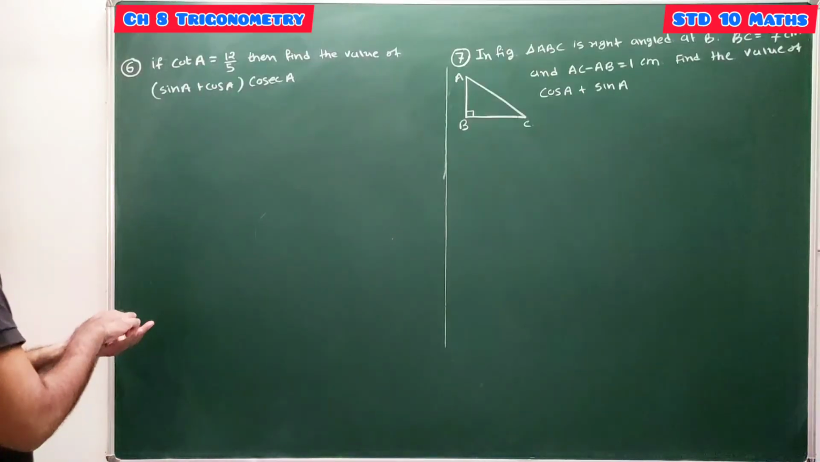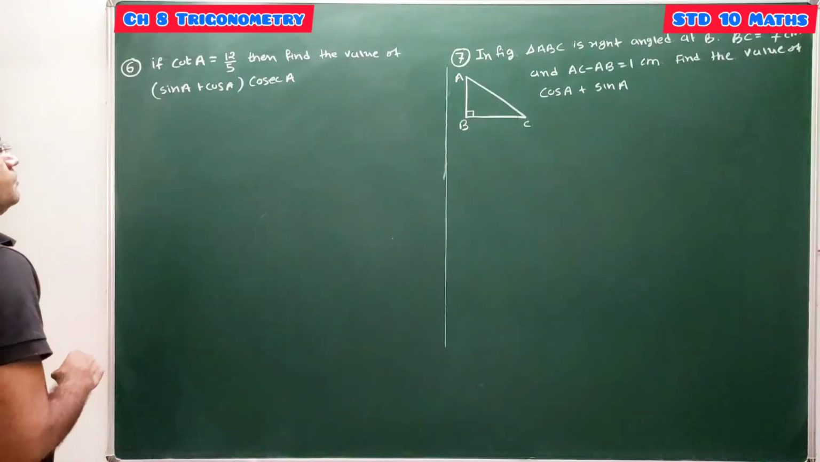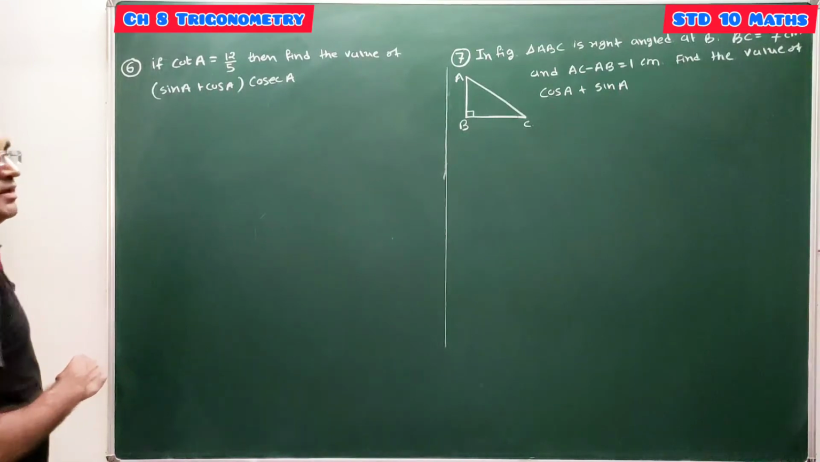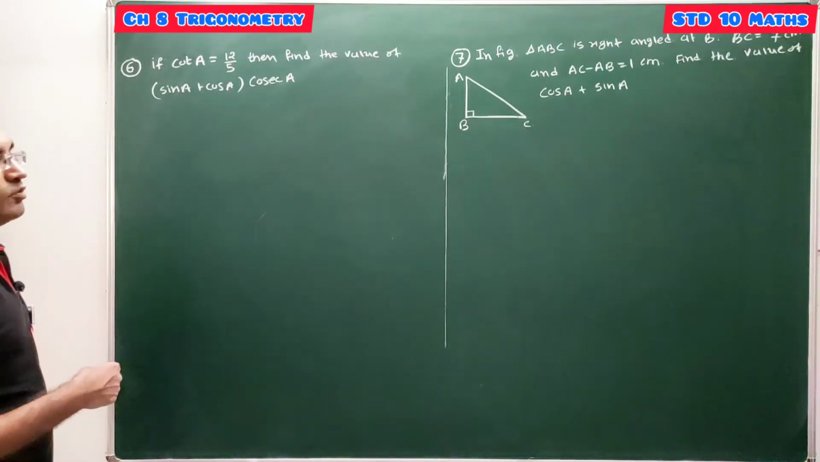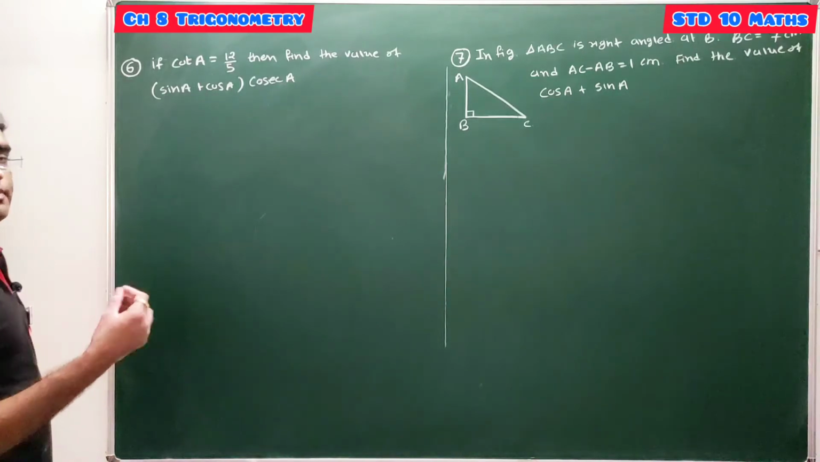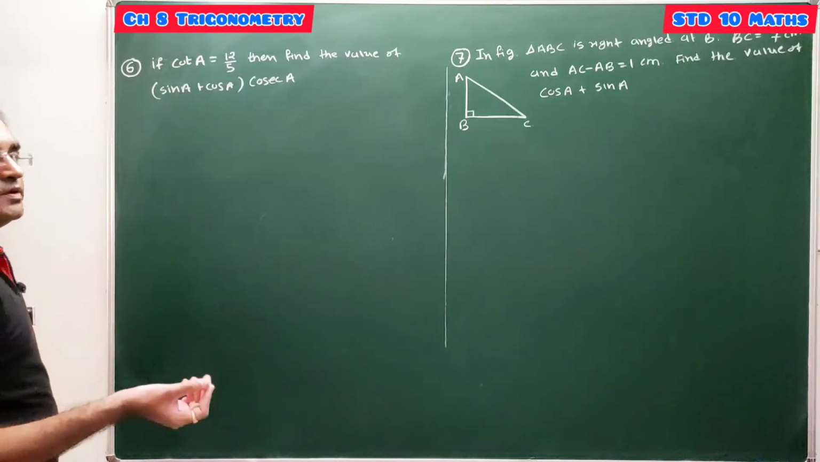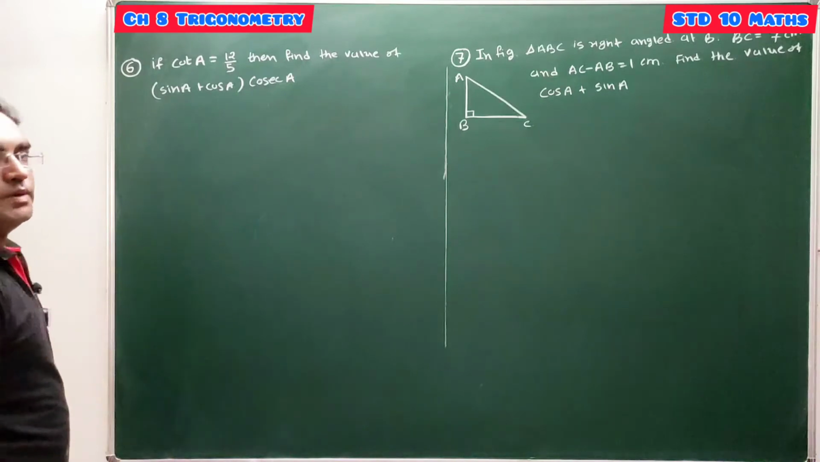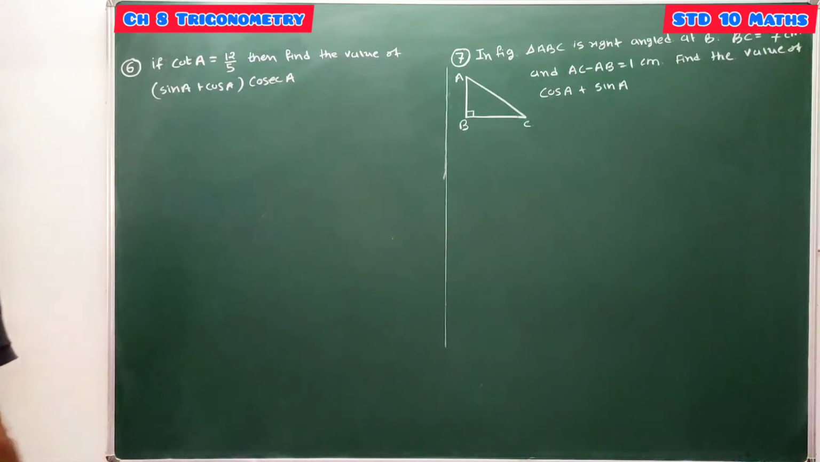And now question number 6. Here one trigonometric ratio cot A is given and you have to find the remaining trigonometric ratios, or you have to find the value of expression by using the different trigonometric ratios. These type of sums are there. So here cot A is given.